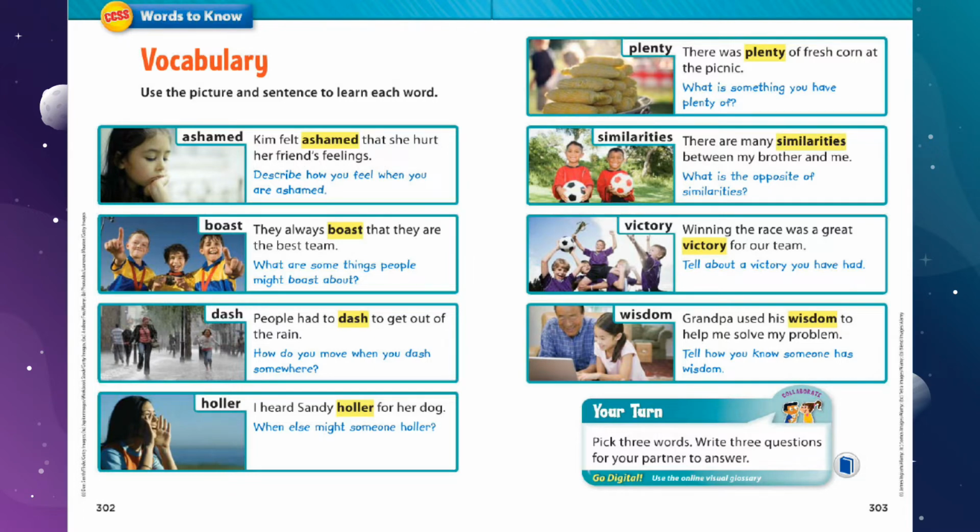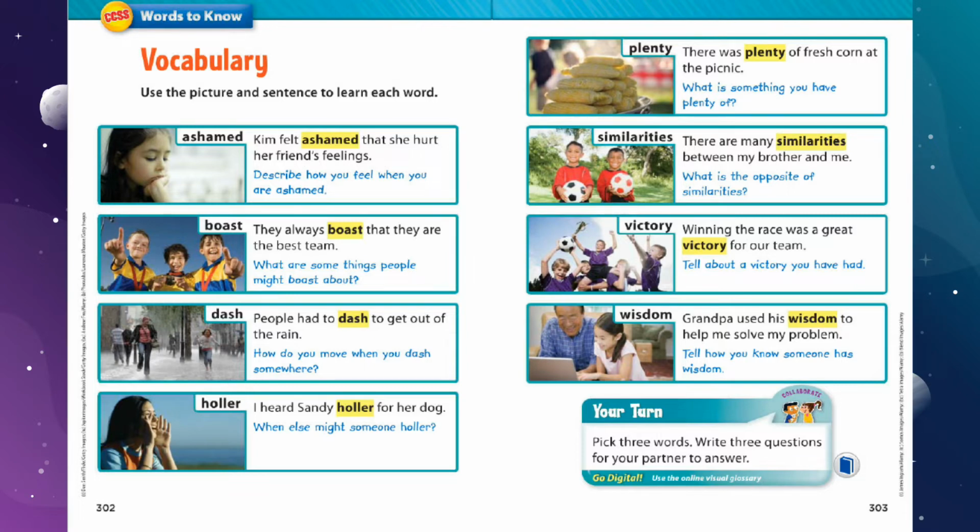Boast. They always boast that they are the best team. Boast is an action that you do, and it's not something really nice to do. It's when you always talk about yourself. Oh, I'm great. I'm pretty. I'm the best. So it means you're conceited, which is another hard word for you guys maybe to understand, but I'm sure you can. So it means that someone's talking about themselves a lot. It's not a good thing. You shouldn't always talk about yourself. It's nice to be nice to others and to be humble, okay?